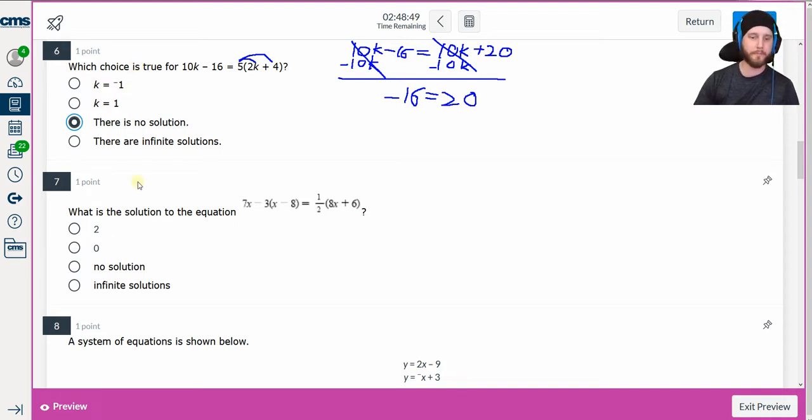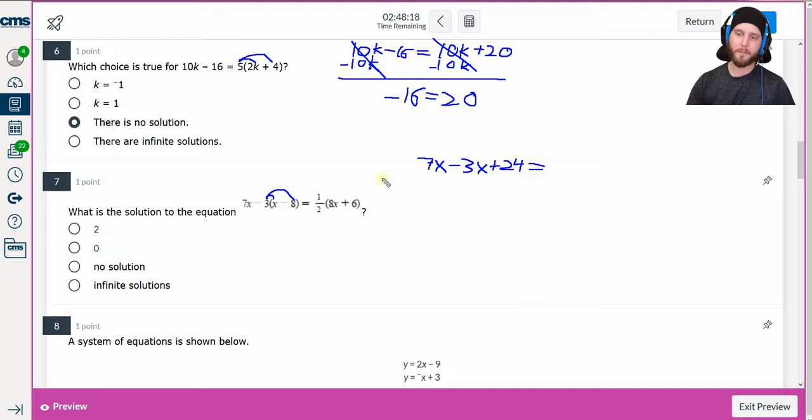There's no solution. Number 7, what is the solution for this monstrosity of an equation? For starters, we'll have to do some distributive property on both sides this time. So starting from the left, we're going to have 7x, and negative 3 times x is minus 3x. Negative 3 times negative 8 is now a positive 24. And then for the right side, we have 1 half times 8x. Well, half of 8 is just going to be 4, so 4x. And half of positive 6 is now positive 3.